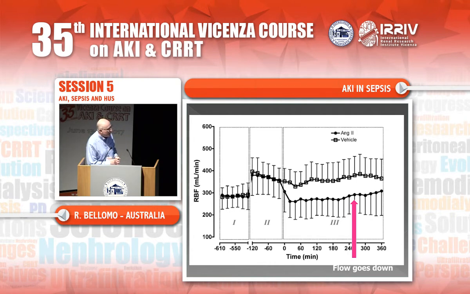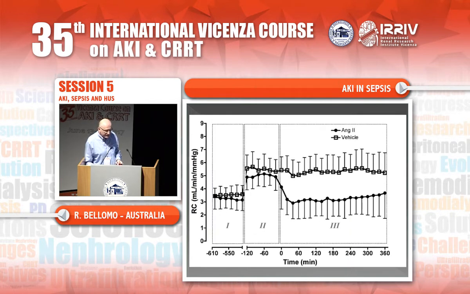As you would also expect, if you give angiotensin II, the renal blood flow dramatically falls, but please note it falls to levels that are similar to the levels that the animals were experiencing before sepsis. So you're restoring a degree of vasoconstrictive tone that is similar to the start of the experiment.